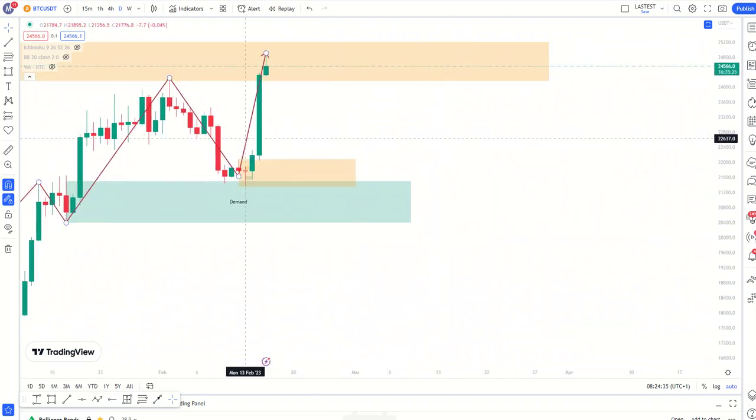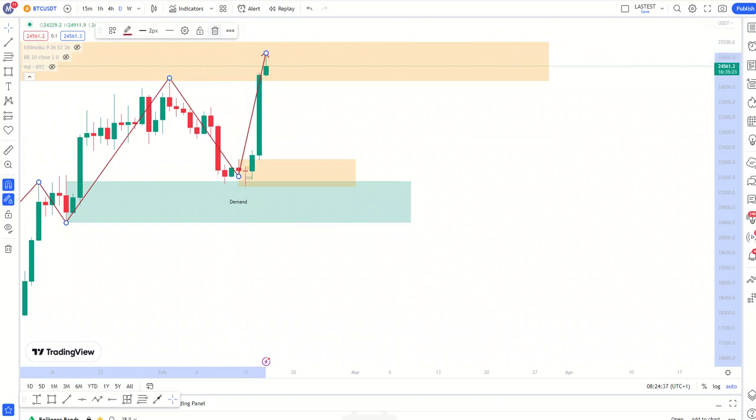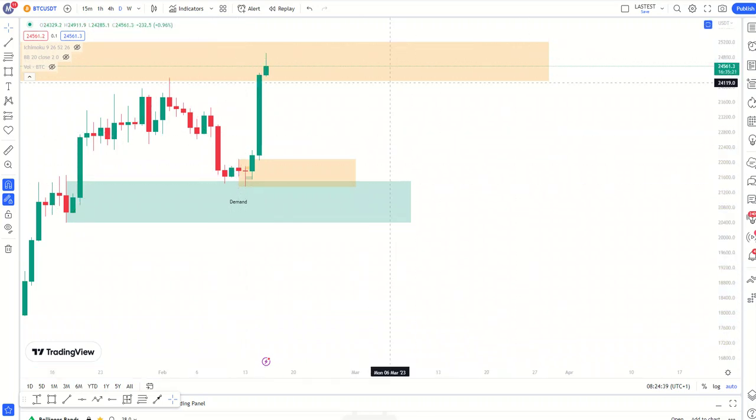So now here we are currently. Now let me remove this. Okay, so now price is here currently. Now this is it. If you look at it on the daily time frame, actually price has broken this high. This move has broken this high. So this shows the sign of strength and bullishness on the daily time frame.